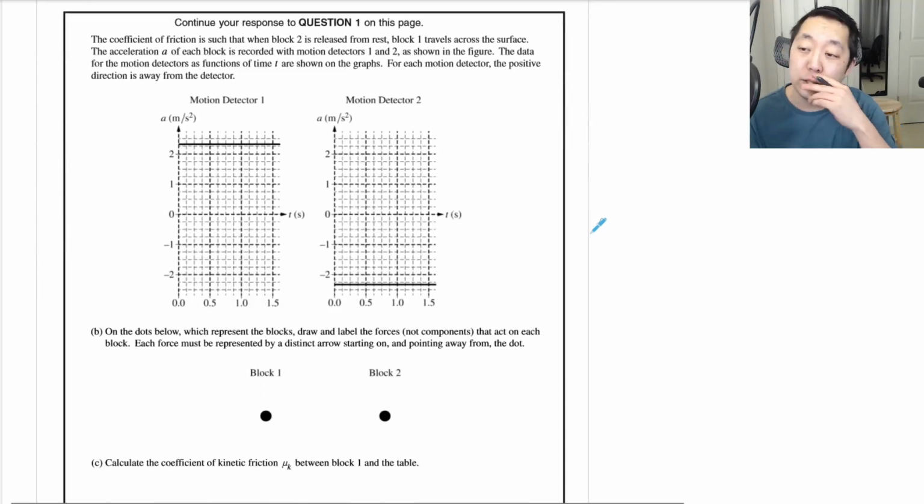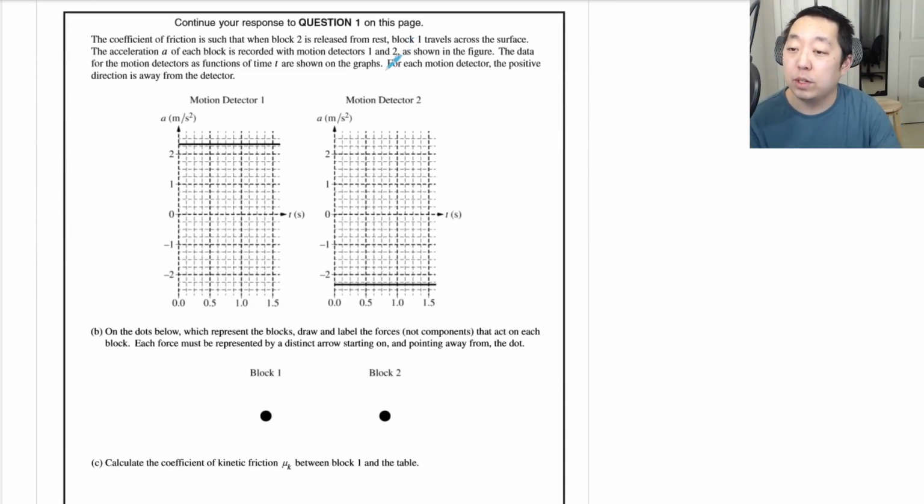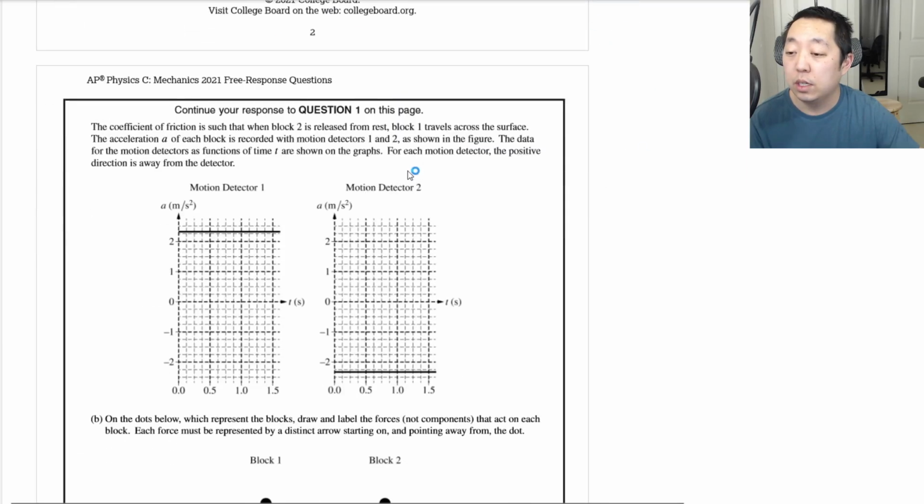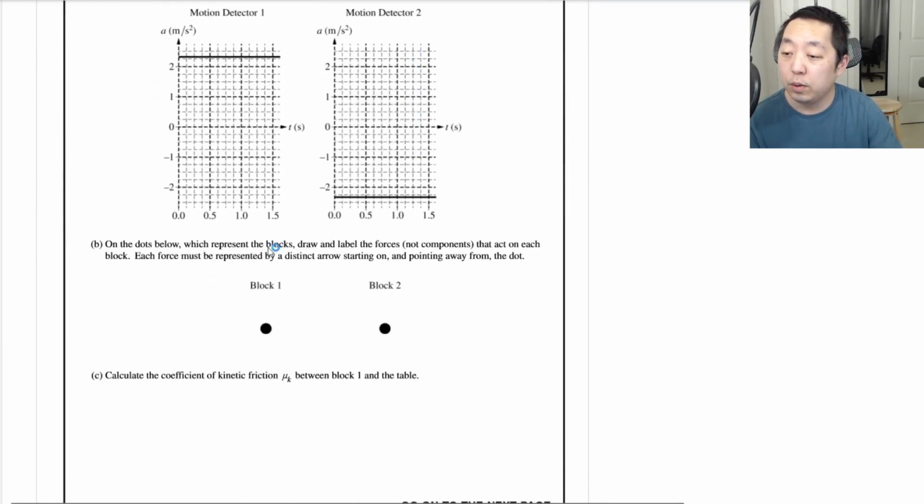The coefficient of friction is such that when block 2 is released from rest, block 1 travels across the surface. Acceleration a of each block is recorded, and they're recorded to be about the same, which makes sense. Like, the two objects have to move with the same acceleration. On the dots below, which represent the blocks, draw and label the forces that act on each block. Each force must be represented by a distinct arrow.